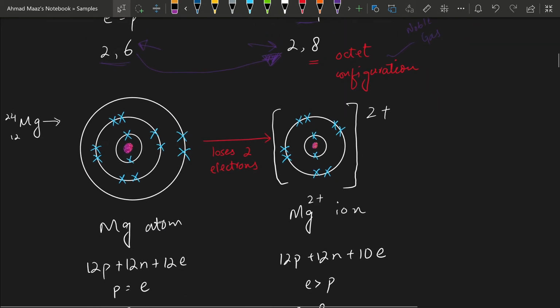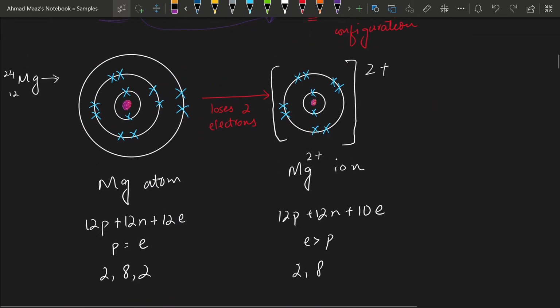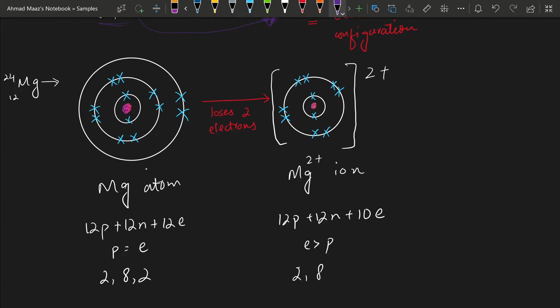Let's move on to one more example. What happens in case of magnesium? Magnesium has 1, 2, and 3 electronic shells, and it has 2 electrons in its valence shell. You can guess its group number. It has to be in group 2 of the periodic table because it has 2 electrons in its valence shell.